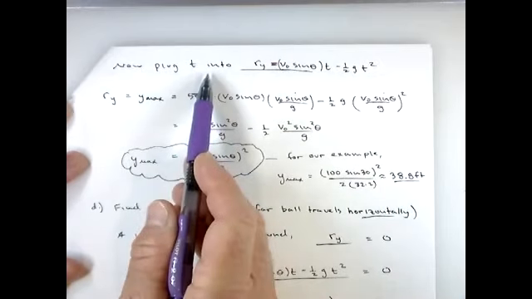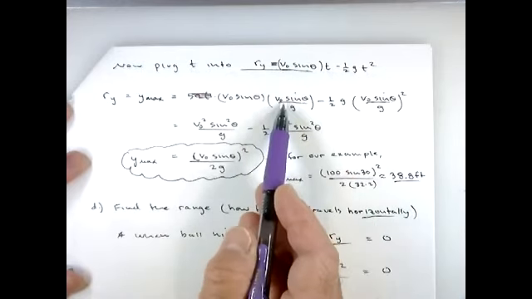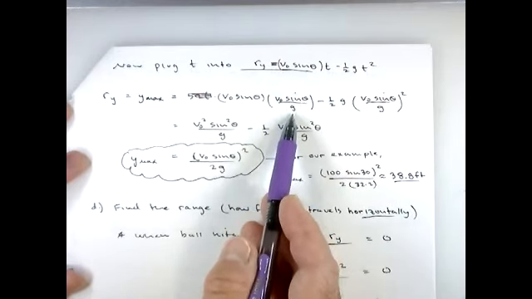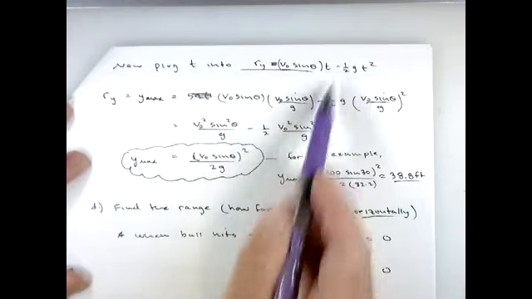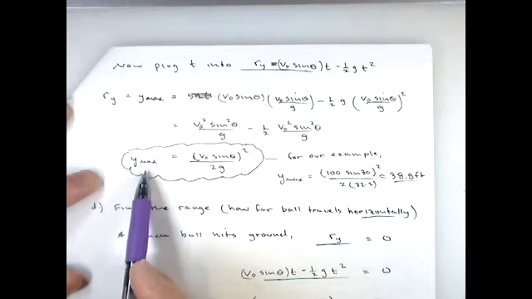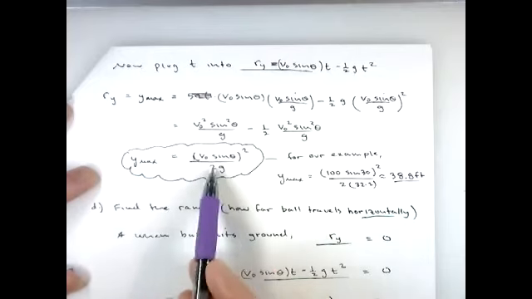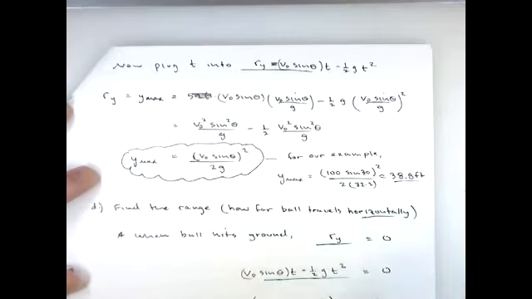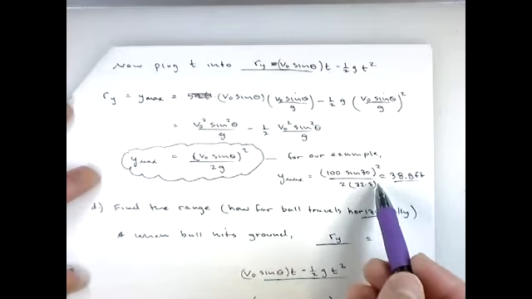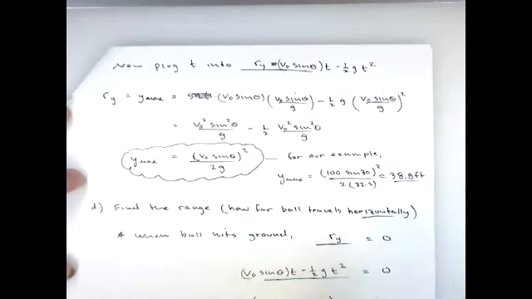Now, in general, if you plug in for t, remember we solved for t, we had v naught sine theta over g. If you plug that in here and simplify it, we get a general formula for the maximum height of a projectile. We can call that y max. V naught sine theta squared, all divided by 2g. Working it with our numbers, we get about 38.8 feet as our maximum height.